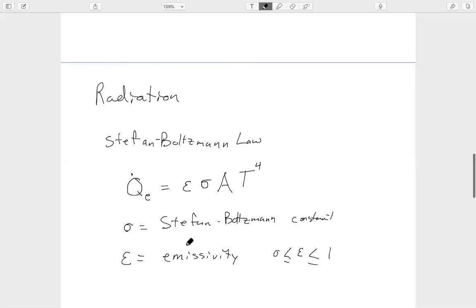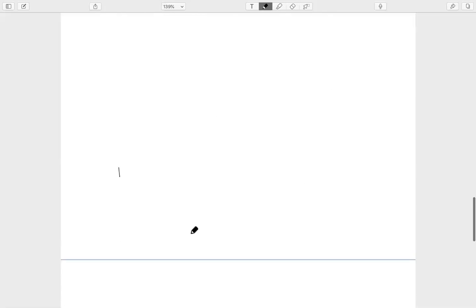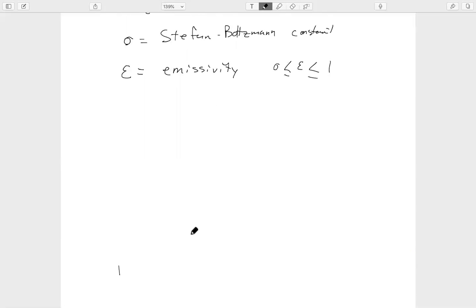Okay. We also have convection. So convection is, well, you might be familiar with it in a stove.